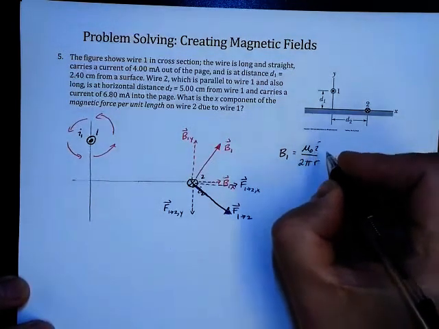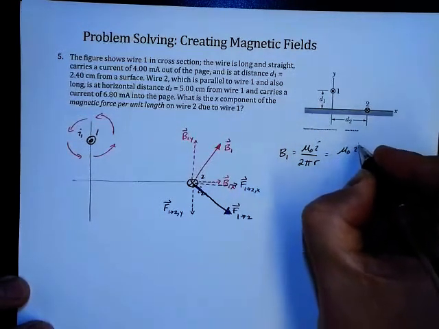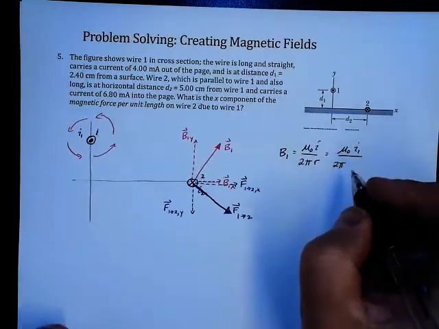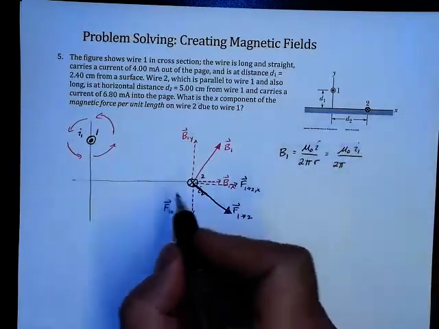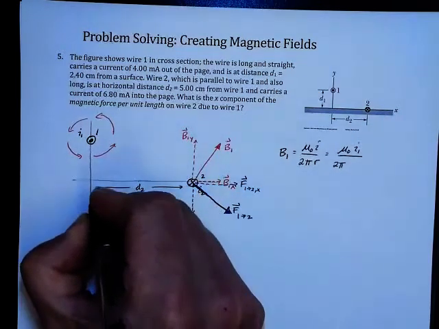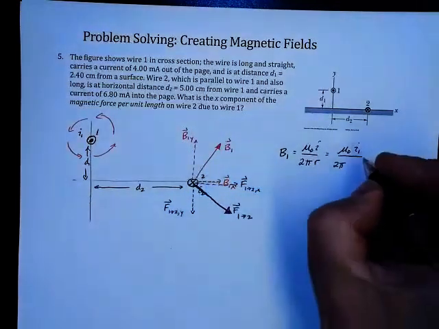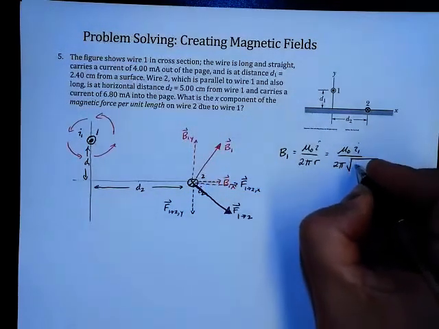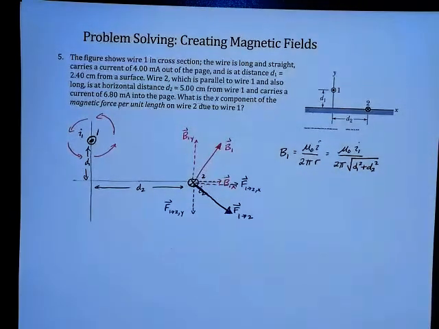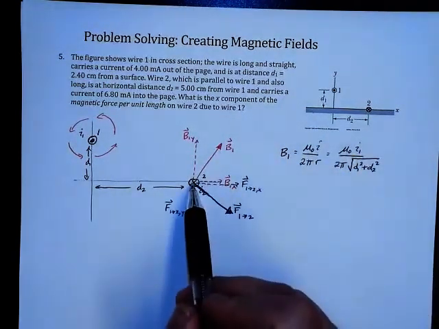And let's personalize that a bit. That's mu 0 I1 over 2 pi. Again, I'm going to try to leave this symbolic in hopes that things will cancel out for me. This distance right here, if this is d2 and this is d1, the distance here, if I use the Pythagorean theorem, must be the square root of d1 squared plus d2 squared. So that's the full magnitude of the magnetic field here at this location.